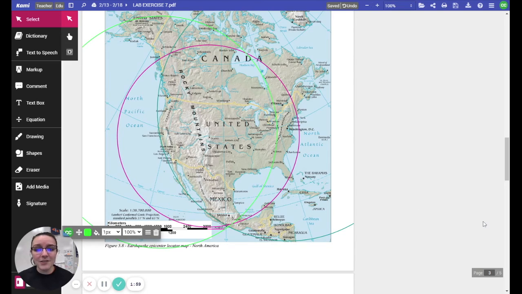And now when I've got all three circles on the map, I can see there are a couple places where two of them overlap, but there is only one spot where all three circles overlap, and that is down at the coast of Mexico. So this earthquake happened, the epicenter was down in Acapulco at the coast of Mexico.